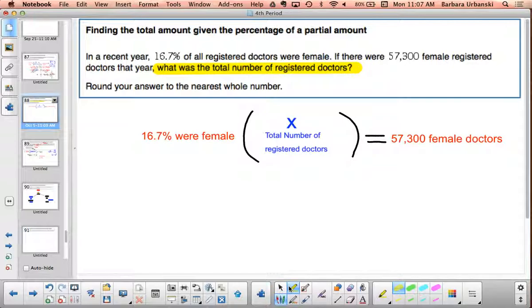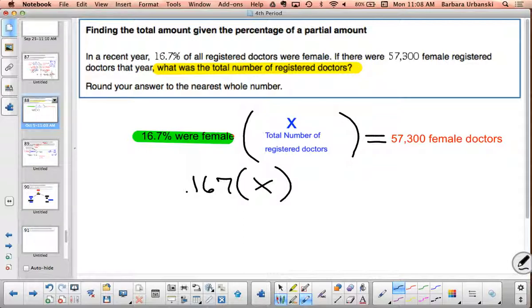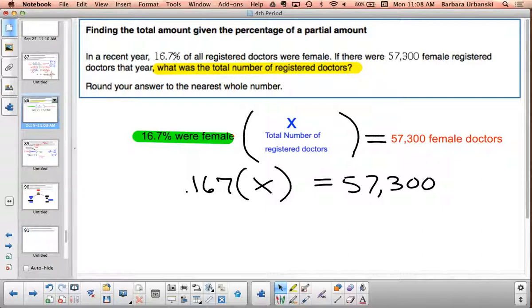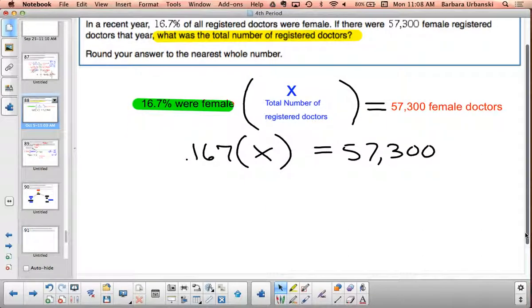Now, if we want to just clean this up and get numbers, we could say 16.7% and rewrite that as 0.167. We would still be multiplying. Total number of doctors would be our unknown, our X, is, and then we could just use 57,300. So now that we have this, we have turned our words into a math sentence. And when we have our math sentence, it's going to be a good idea to solve a one-step equation.